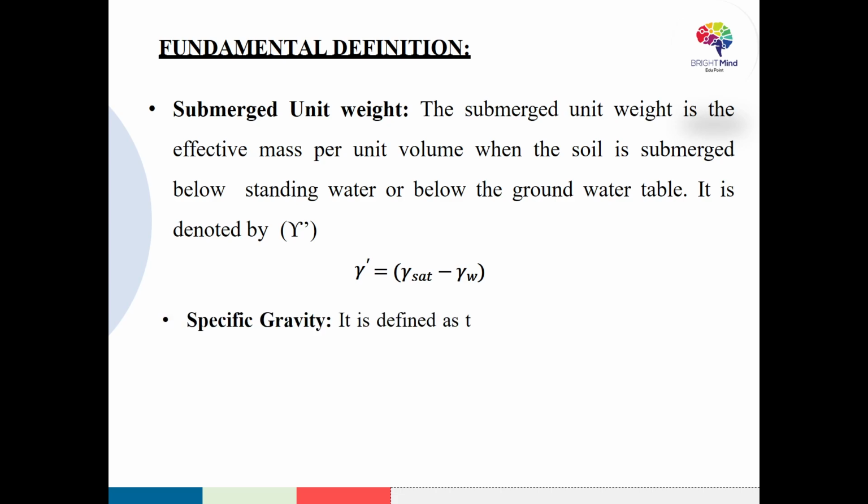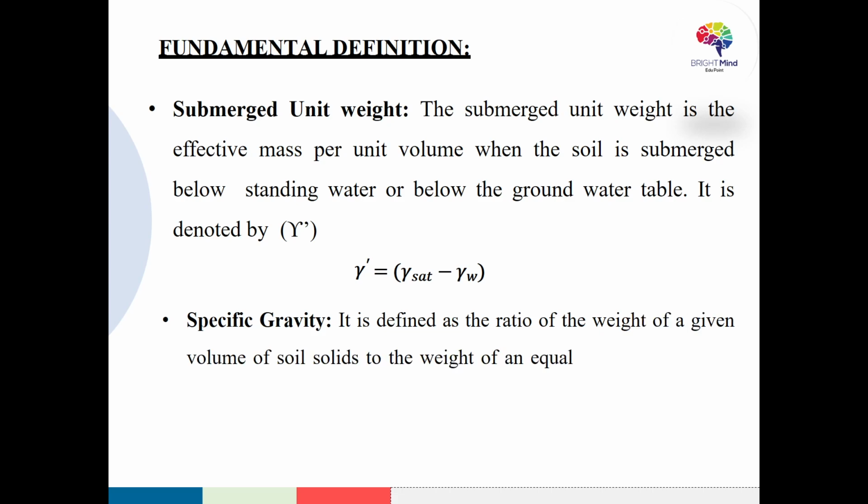Then next definition is the specific gravity. So specific gravity in case of soil can be defined as the ratio of the weight of the soil solids to the weight of an equal volume of distilled water. If we write it down mathematically, specific gravity, which is denoted by capital G, can be written as rho s upon rho w or gamma s upon gamma w.